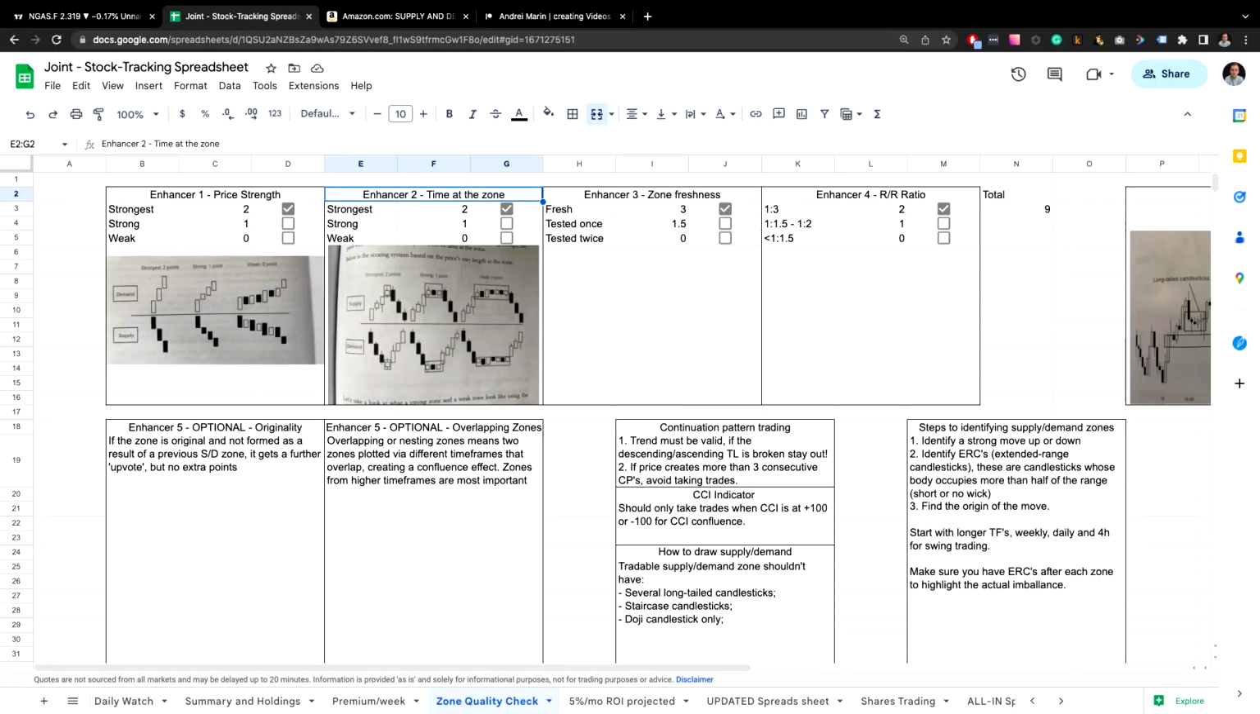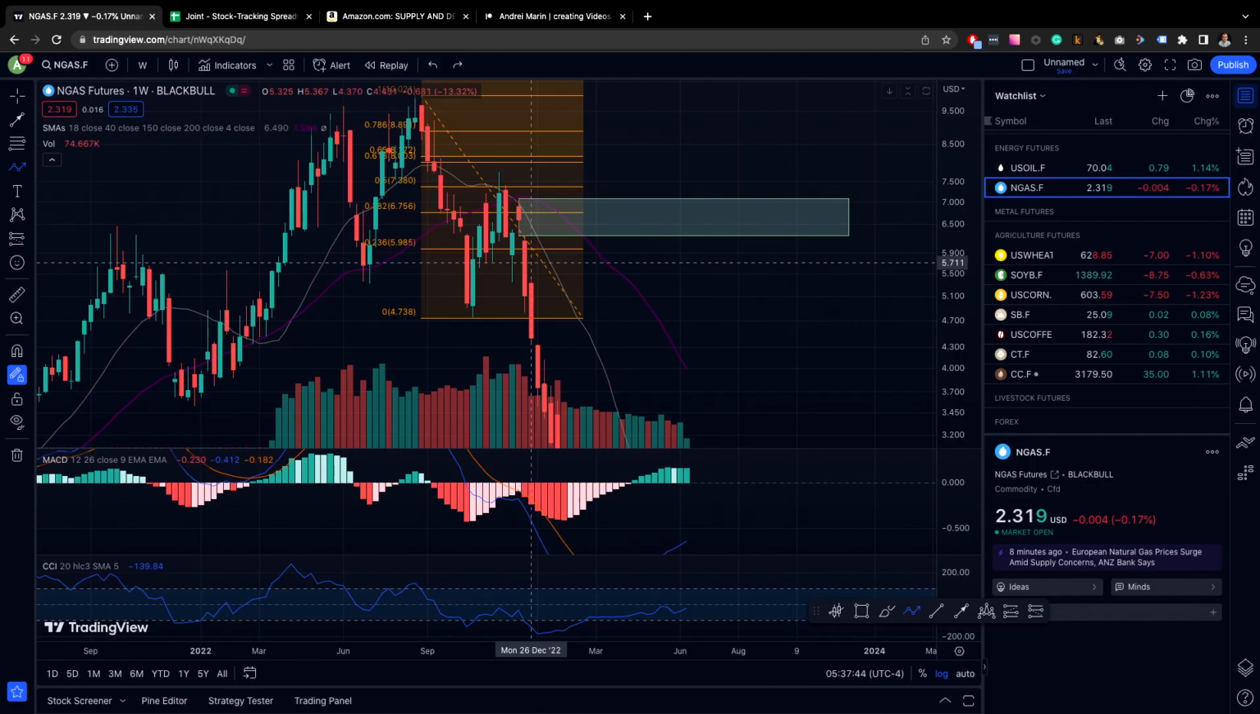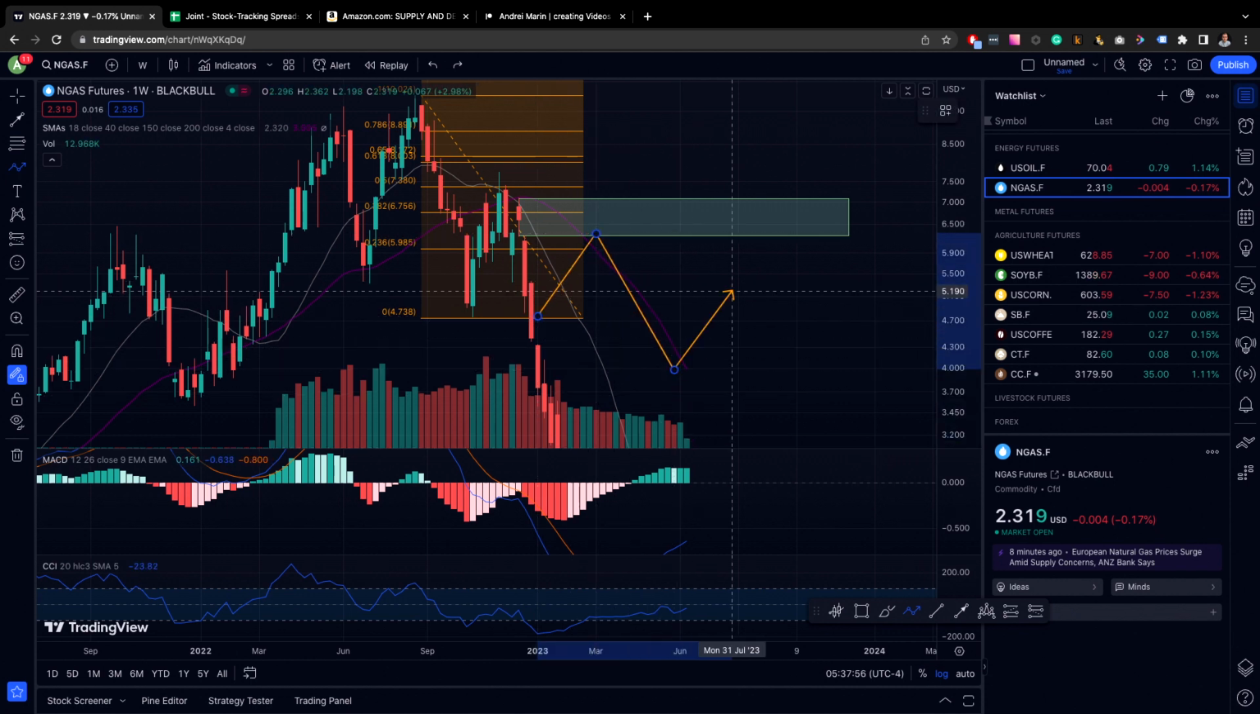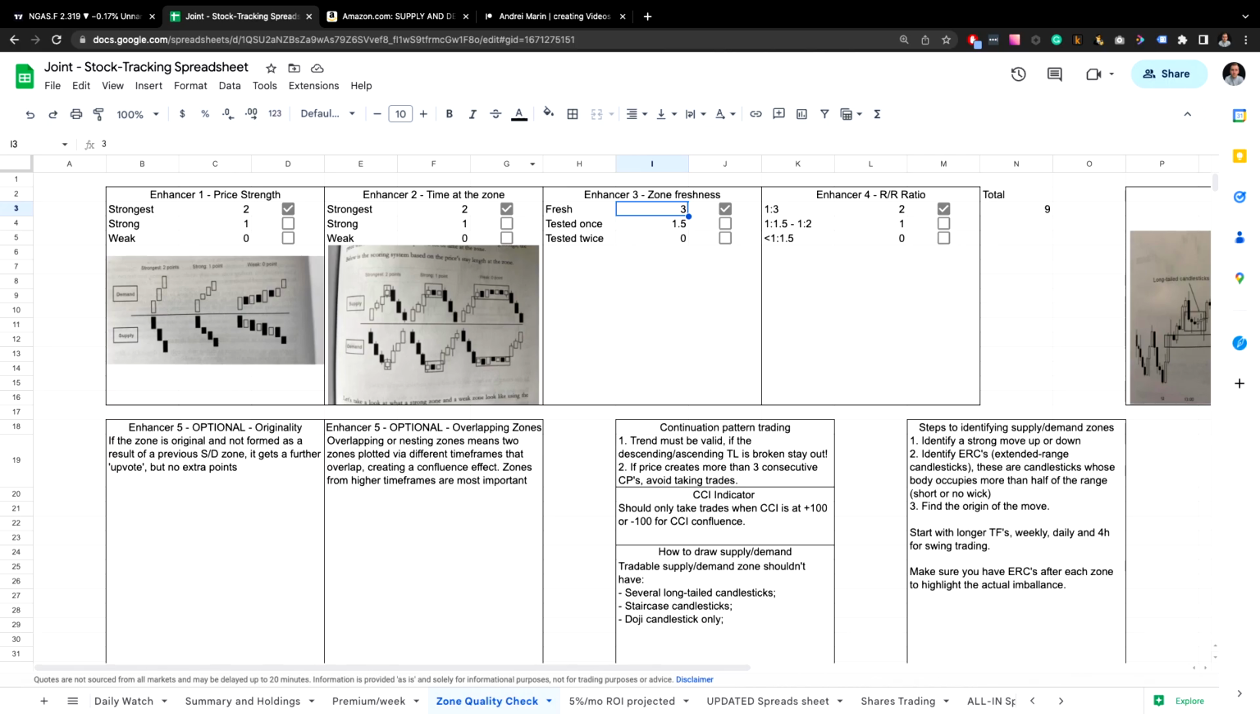And then the third one would be the zone freshness, meaning whether or not price went to feed off of this zone in the meantime, and this is clearly a no. For instance, if we had price action that looked more like this, then this zone wouldn't be as fresh anymore. But in this case, this is a very fresh zone. And then finally, we have the risk to reward ratio.